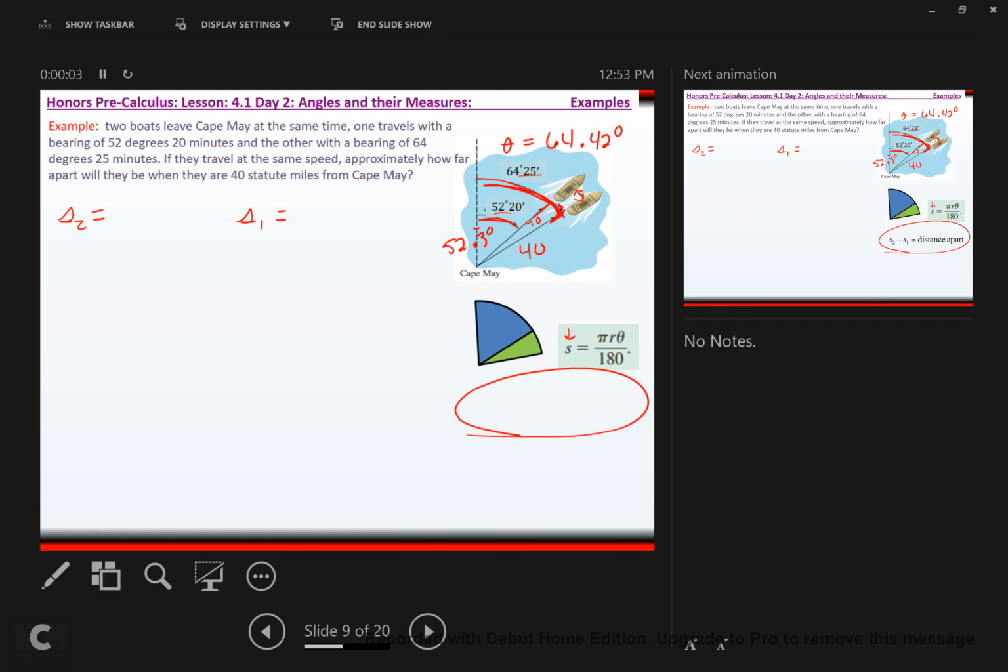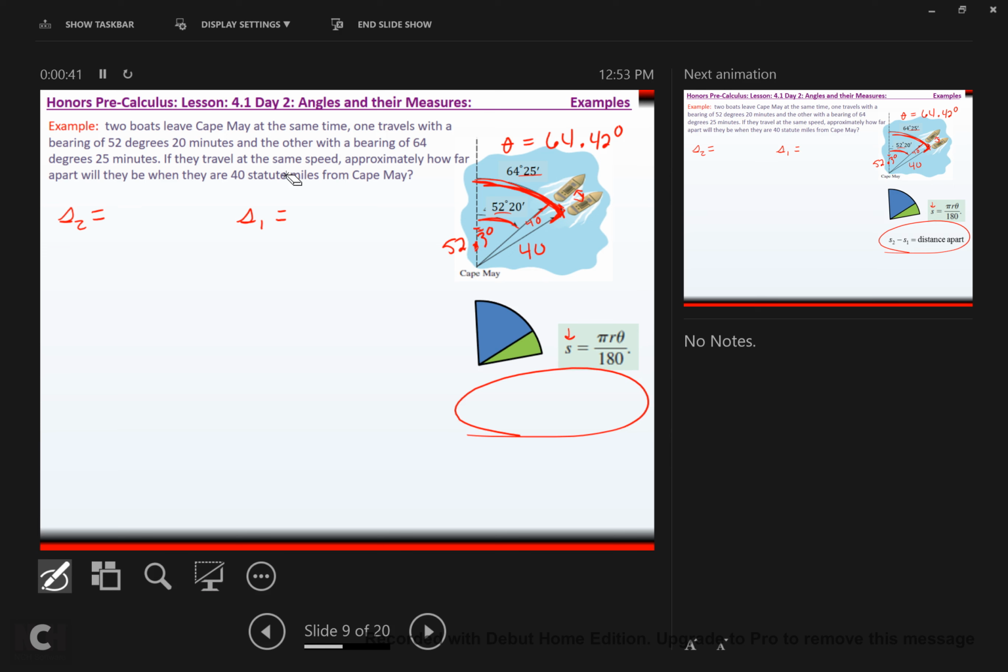Alright, so back to where we were. We've got two boats that leave Cape May at the same time. We were figuring out the degrees. We took 25, divided it by 60 and got 0.42. Then we took 20 divided by 60 and got 0.3 repeating. So for the big arc length, it's going to be its radius, which is 40, times its angle, which is 64.42. Crap, I'm using radians. Sorry.